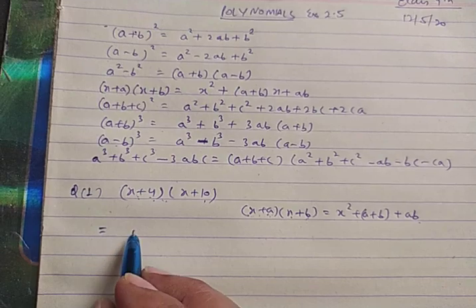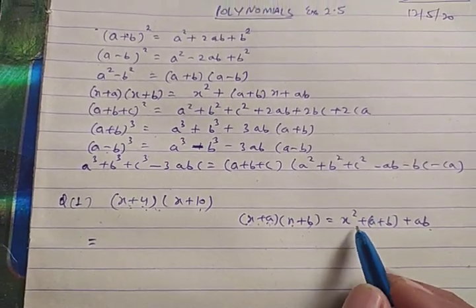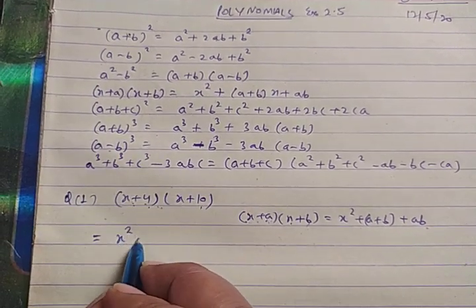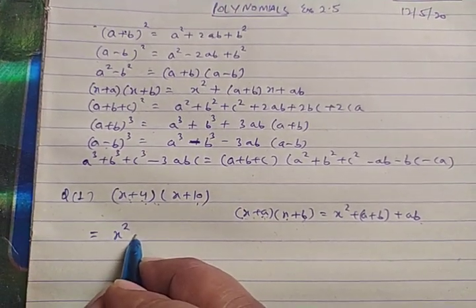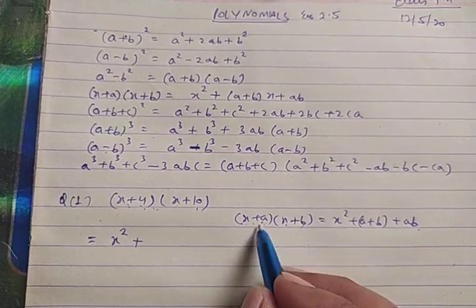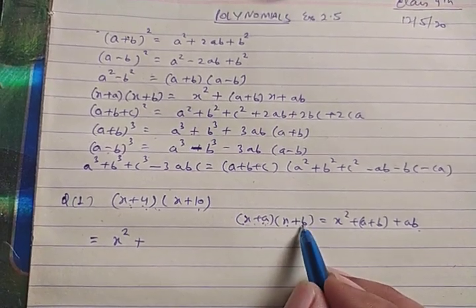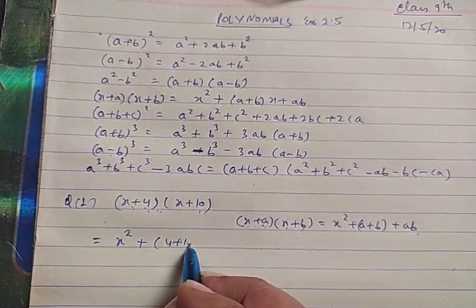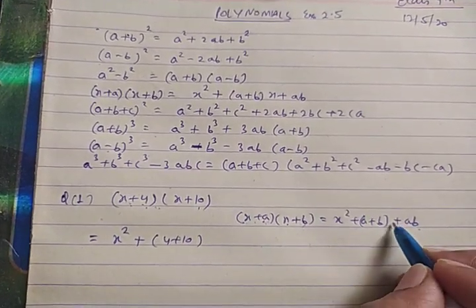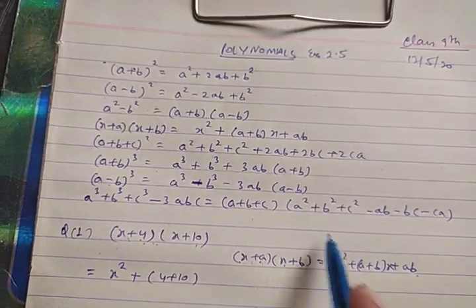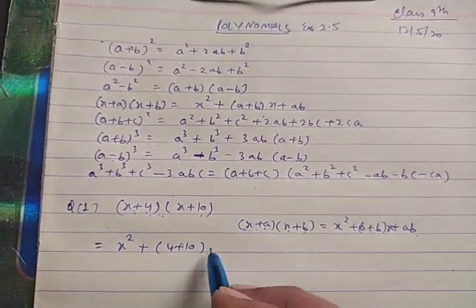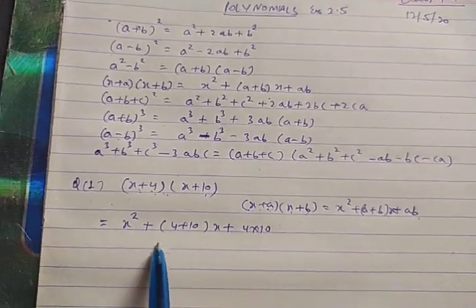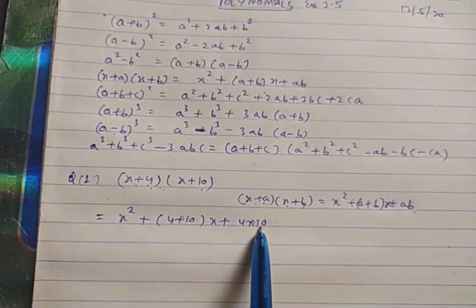Whatever a and b are looking here, you have to replace with 4 and 10. In the same manner, you write whatever the formula is written: x square plus (a plus b) means these numbers are added. Now you are having 4 and 10, simply in addition format you write 4 and 10, and x also here. I am missing the term, yes, it is x. Plus ab means multiplication, 4 into 10. Now this is the formula application step.